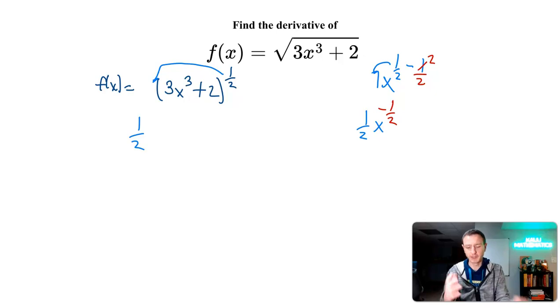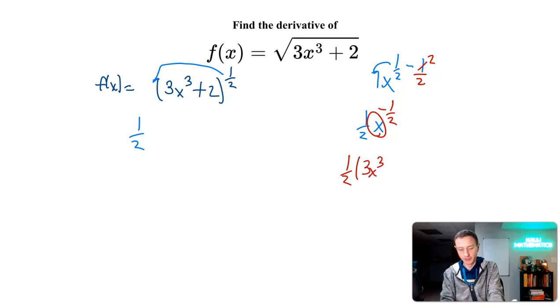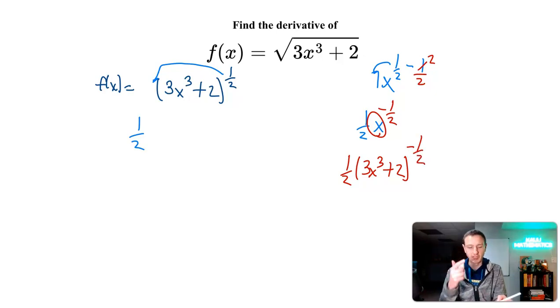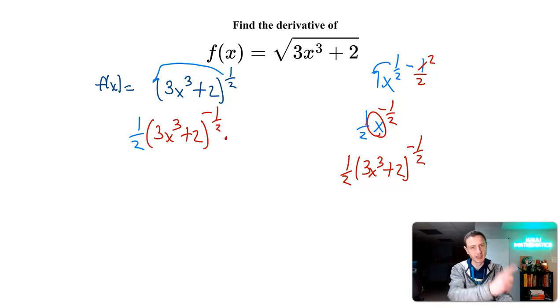We're taking that same concept, but instead of just being x, it's everything in the parentheses. So it would be 1/2 times 3x to the third plus 2 all being raised to the negative 1/2, and then we have an extra step there. We're just taking the derivative of the whole function as if it were just x being raised to the 1/2. I worked that out off to the side. So this is going to become 1/2 times 3x to the third plus 2 all raised to the negative 1/2, times the derivative of the inside of the function.